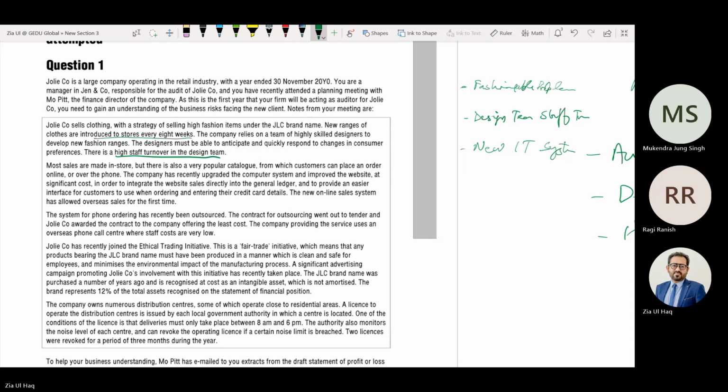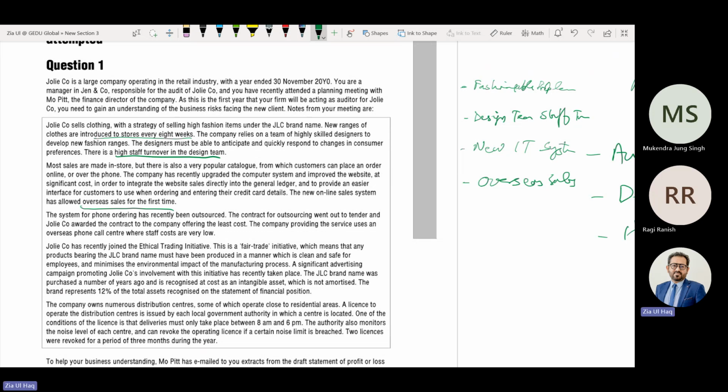And the company is going for overseas sales for the first time. If the company is going for overseas sales, what could be the issue? Due to an adverse foreign exchange rate, the company could face huge foreign exchange losses that can affect the position of the company.